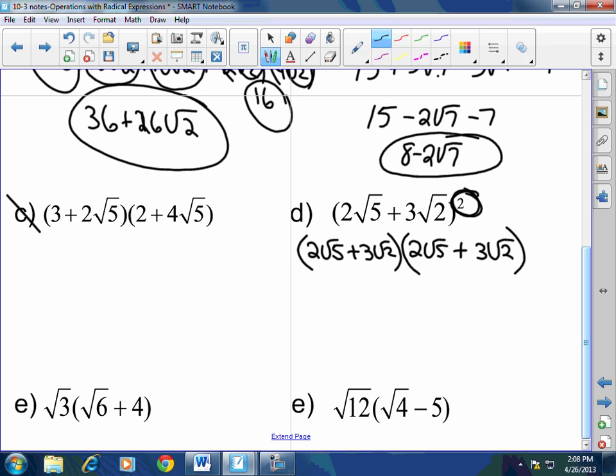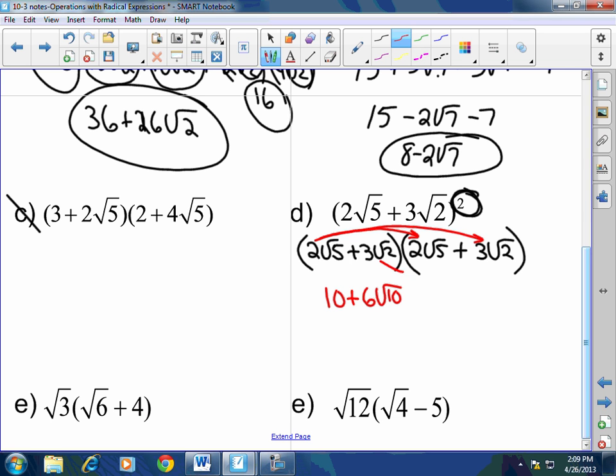Okay. Now, 2 square root of 5 times 2 square root of 5 is going to be, what's 2 times 2? 4. And what's square root of 5 times square root of 5? 5. So 2 times 5 is 10. 2 square root of 5 times 3 square root of 2 would be 6 square root of 10. Didn't we just finish saying that you can multiply the inside radicands if the index is the same?